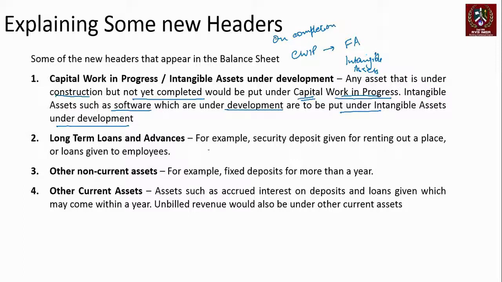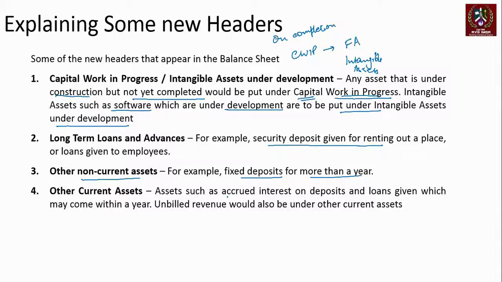The next bit is long-term loans and advances. For example, security deposits that you have given for renting a premise. So if Aisha has taken a premise on rent, that's where the security deposits would come in. Or loans given to employees. If you've given any kind of loans to employees, that would also come in, right? They will repay it, and that's an asset for you. Other non-current assets could include things like fixed deposits for more than a year. So if the company has made an investment, which could be a fixed deposit, and that's for more than a year.